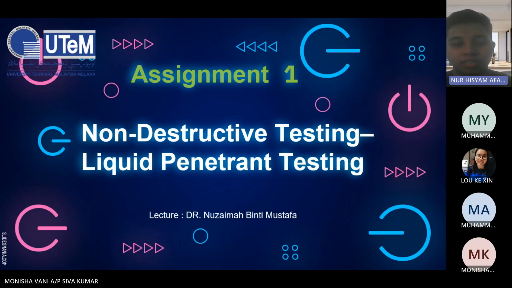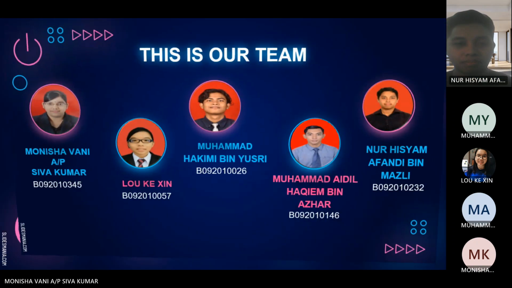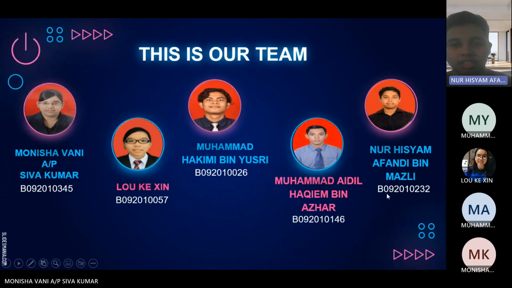Today, our group 2 will present about our assignment, the title is Non-Destructive Testing, Liquid Penetrant Testing. So this is our group, which includes 5 members of group 2. Firstly is Monisha Wani anak perempuan Sewakuma, Law Kezin, Muhammad Hakimi bin Yusri, Muhammad Aidil Hakim bin Azhar, and me, Risham Afandi bin Mazri.